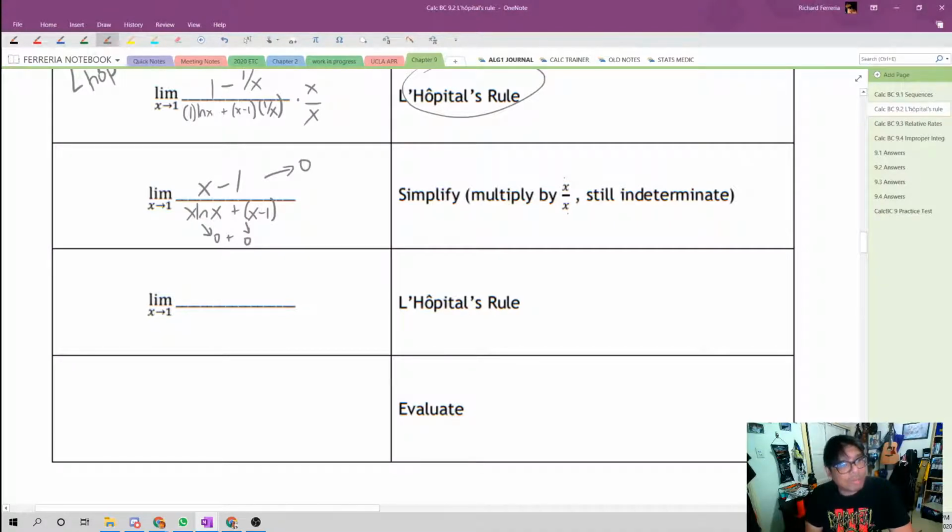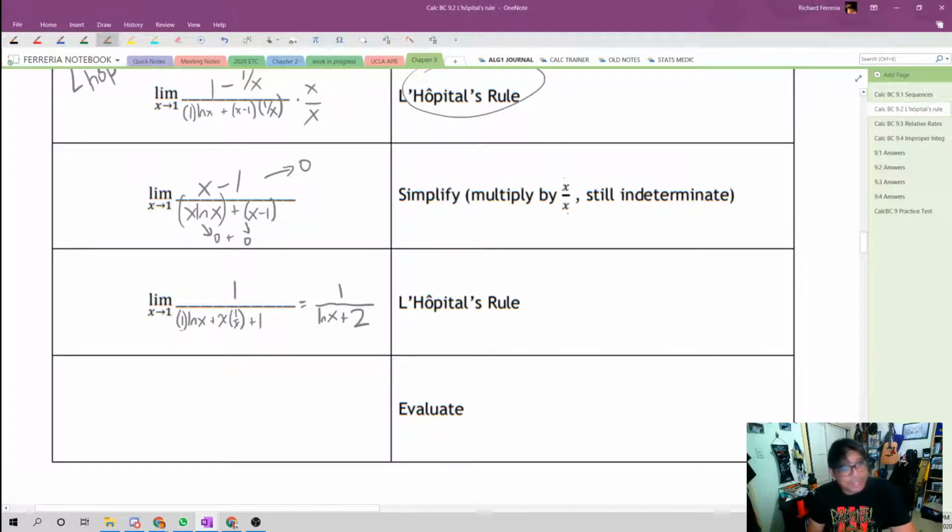So let's take the derivative of the numerator. You get 1. The derivative of the denominator, well, this first term right here, we need to use a product rule. So the derivative of x is 1 multiplied by natural log of x, plus x multiplied by the derivative of natural log x, which is 1 over x, and then plus 1. Simplify that. That is natural log x plus, and this is going to be 1 times 1, so plus 2.